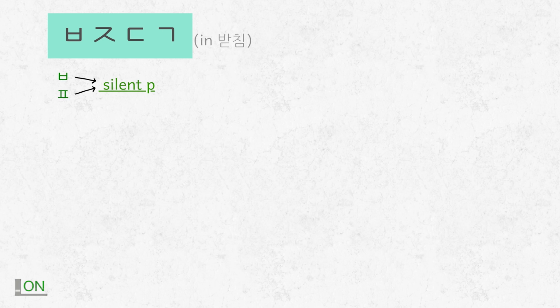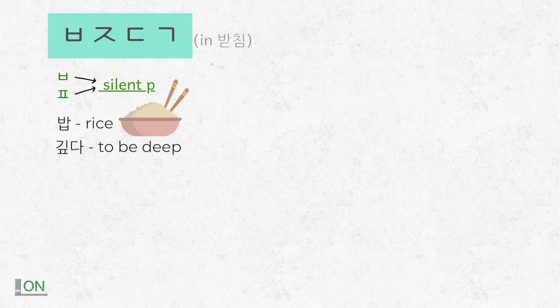Silent P is almost not heard. For example, try to say a consonant P. When you say P, you're breathing out. But when you say silent P, you do not breathe out. You just have to close your mouth and keep it in that position. For example, the word for rice is pop. I do not say it as pop, also it's not like pa. You have to close your mouth and keep it in that position at the end of the word. Pop. The next word is 깊다, to be deep.